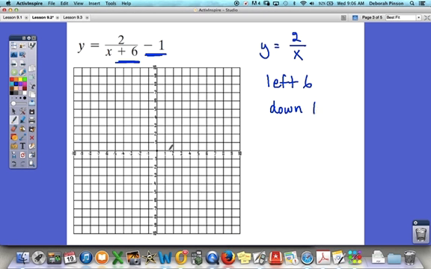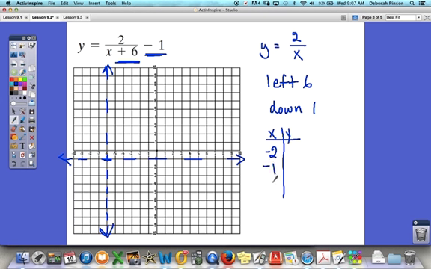So I can go ahead and move my asymptotes. Instead of being here at 0 and 0, I'm going to go back 6, down 1, and that's where I'm going to put in my asymptotes. Okay, so let's do that quickly, and then we'll get our parent function so that we know where to graph things. All right, so I've moved my asymptotes. Now I'm going to do my little t-chart.